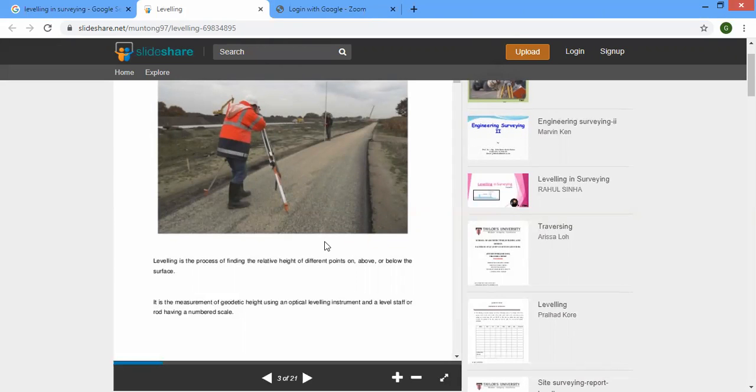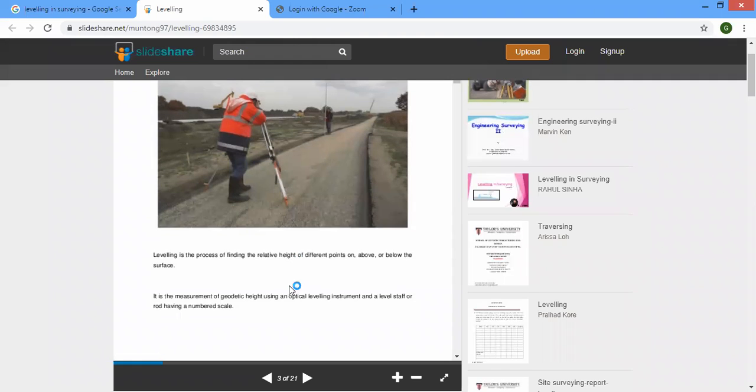It is the measurement of geodetic height using an optical leveling instrument and a level staff or rod having a numbered scale. We will go through the introduction of the optical leveling instrument and level staff in the next section.